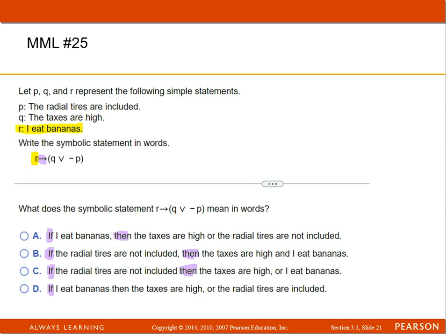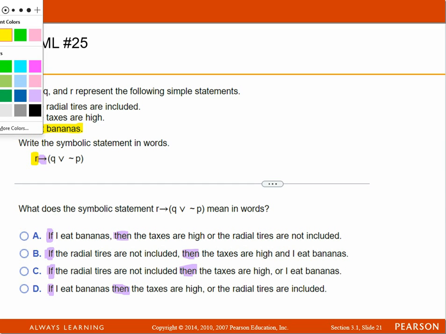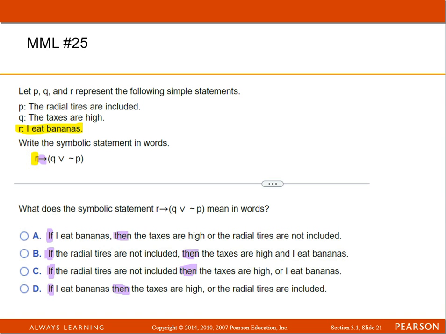And actually, I just saw on the bottom one, I highlighted it wrong. If I eat bananas, then the taxes are high. Okay, sorry about that. Go back to if I eat bananas. So A has an I eat bananas, and so does D. But B and C talk about the radial tires, so it can't be B, can't be C.